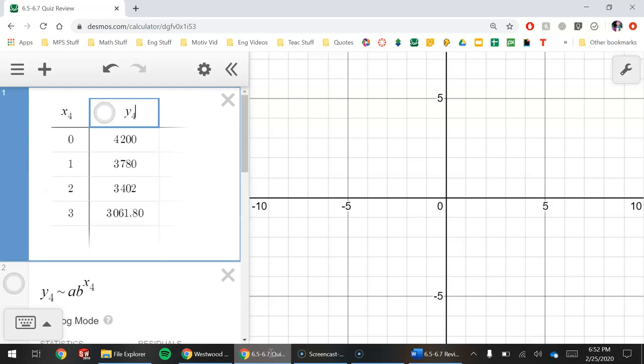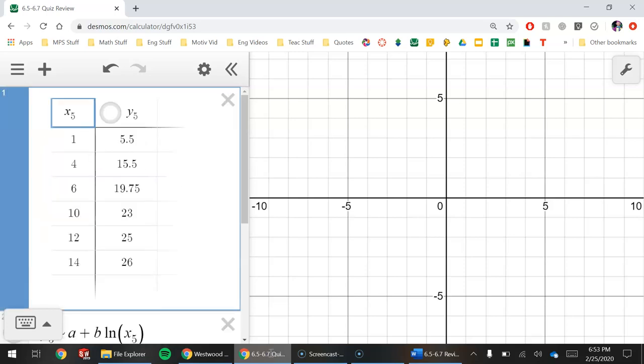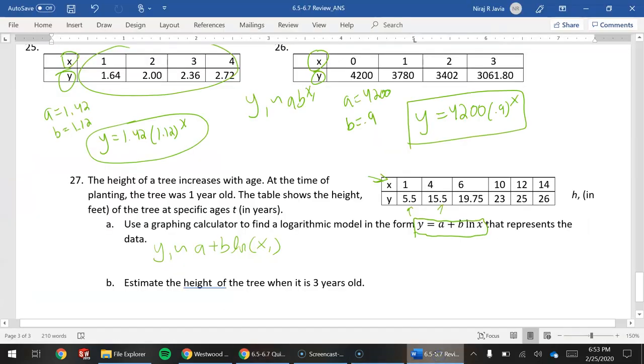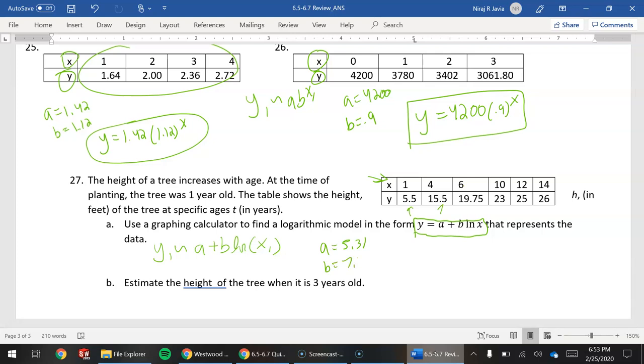This one for me is x5, y5. So the only thing that changes in the formula is y5, x5. Once you plug this in with the squiggly, it's going to be 5.31 and 7.82. A is equal to 5.31, B is equal to 7.82 because I rounded. And then if I plug it into that formula, because it's asking for a model, I'll say y is equal to 5.31 plus 7.82 natural log of x.